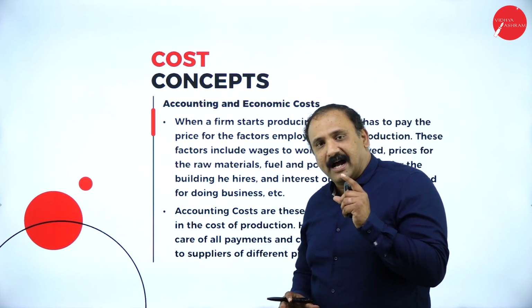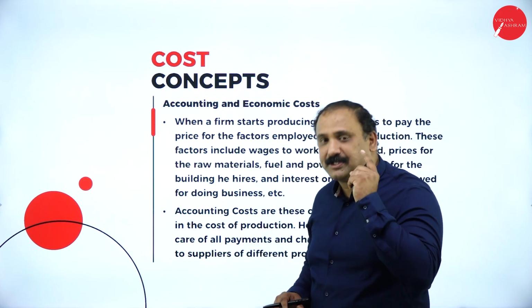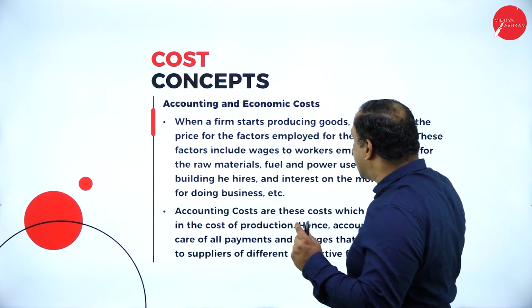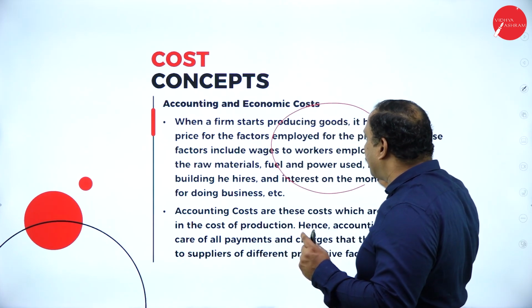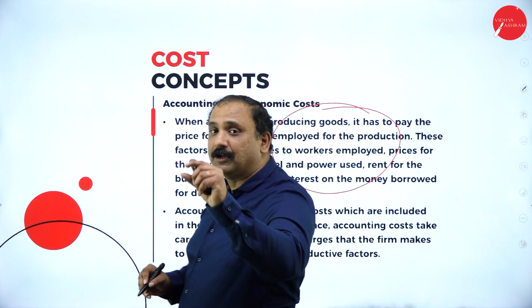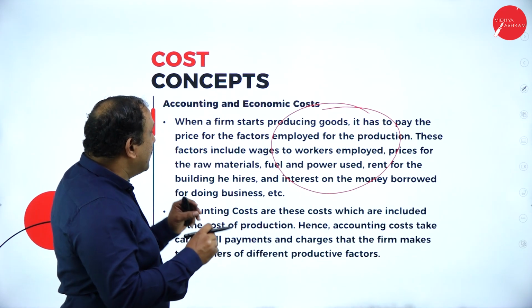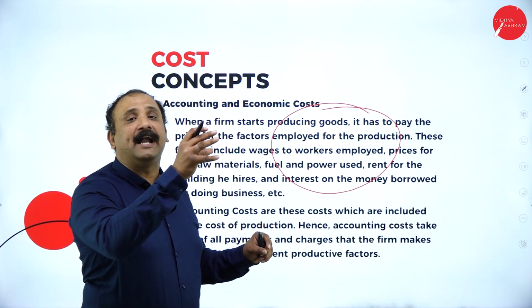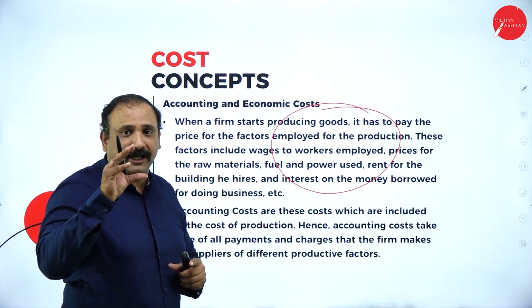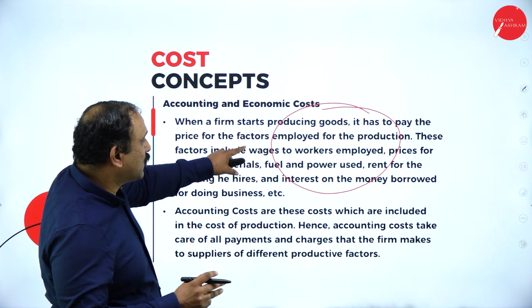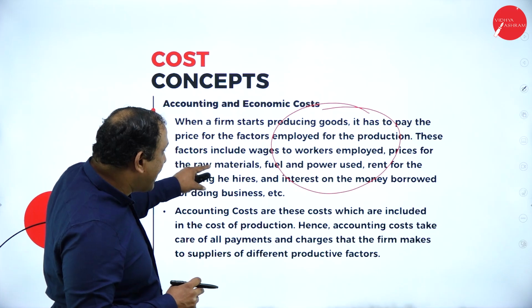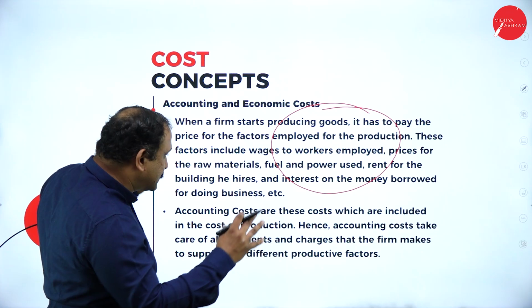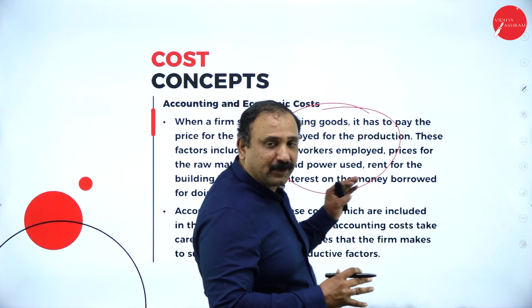All of us know when we are studying accountancy as a subject, there is something called as an accounting cost that comes in. That is, when the firm starts producing goods, it has to pay for the price of factors employed for the production. So when I use the word price of the factors employed for the production, that is land, labor, and the organization cost. So when I talk about land, labor, and capital, we are talking about those production costs. These factors include the wage, the prices of raw material, fuel, power, rent, all those factors that are involved in terms of running the business.